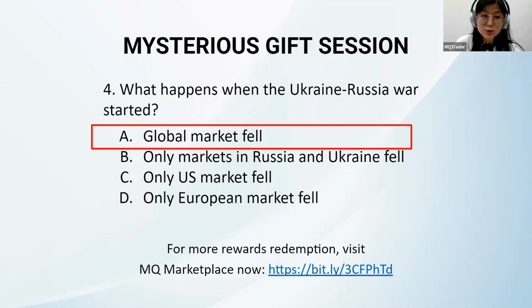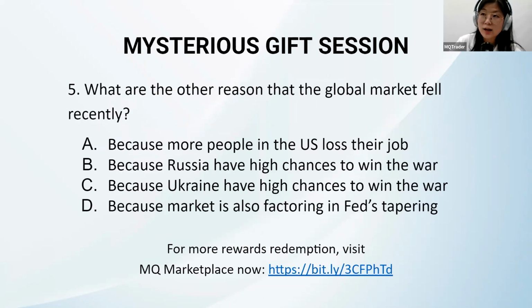So the 5th and last question. What are the other reasons that the global market fell recently? Is it because there are more people in US lost their job? Or is it because Russia has a higher chance to win, or Ukraine has a higher chance to win? Or is it because the market is also factoring in the Fed's tapering?